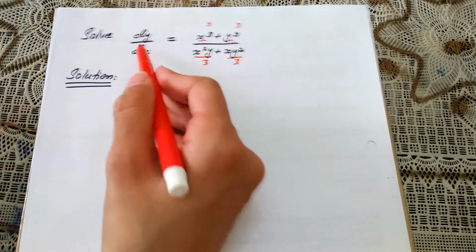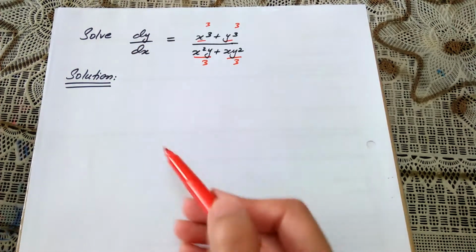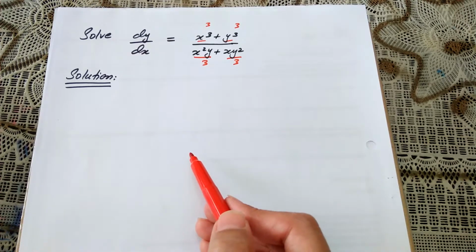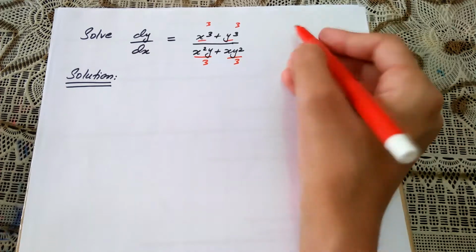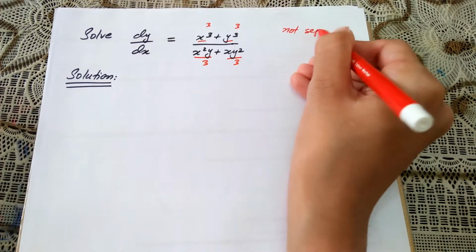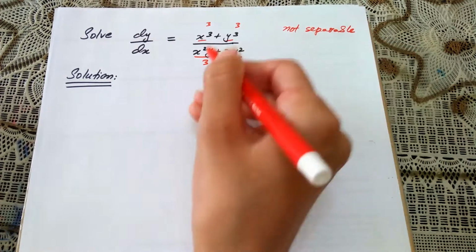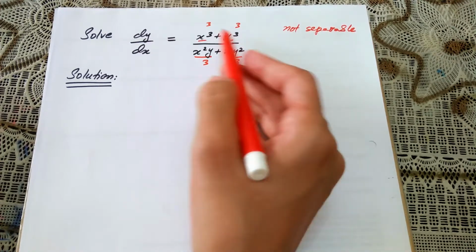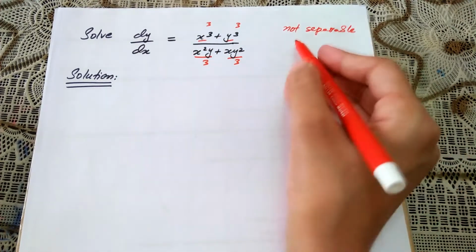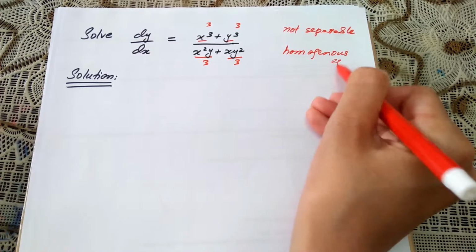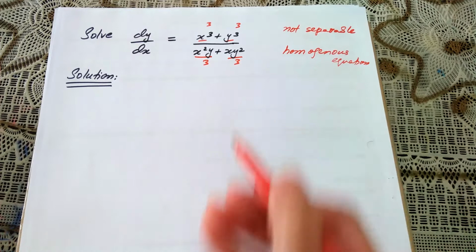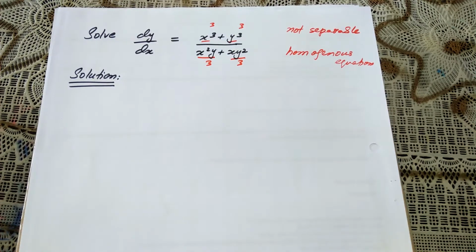Also, you cannot separate the x variables on one side and the y variables on the other side, so this is not a separable equation. Now, as the second step, you have to check its homogeneity. The degree is the same, so this is a homogeneous equation. If it is a homogeneous equation, then how will you solve it? I will show you.